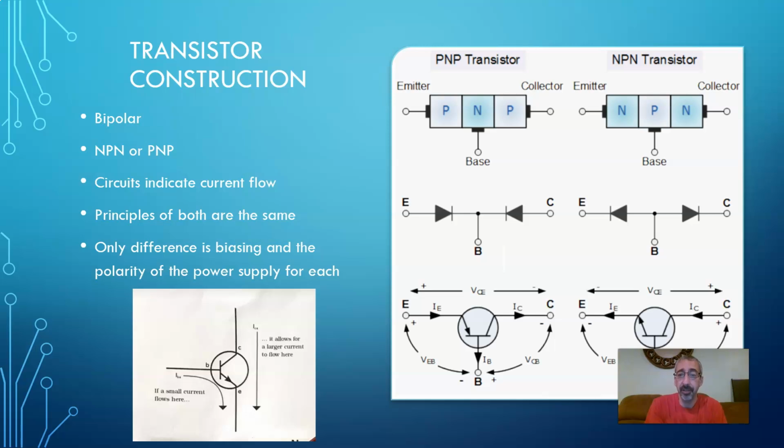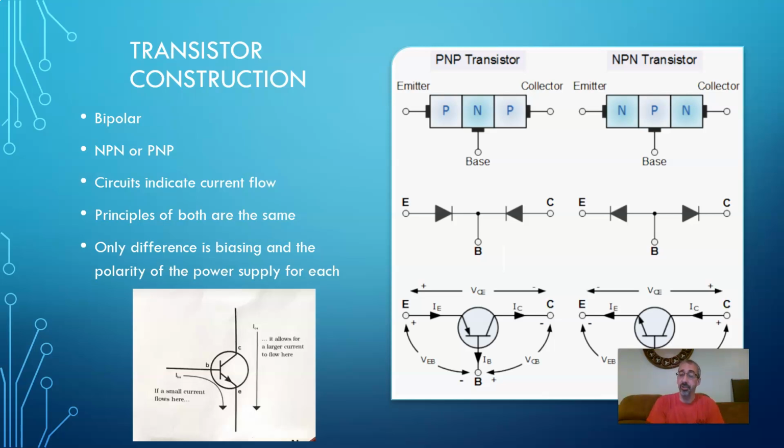If you look at the picture on the right, on the left side of it, you'll see a PNP. That's two positives with a negative in the middle. To the right of that is an NPN, which is two negatives with a P in the middle. And you can see your emitter, your collector, and your base. And you see that on the other side too.